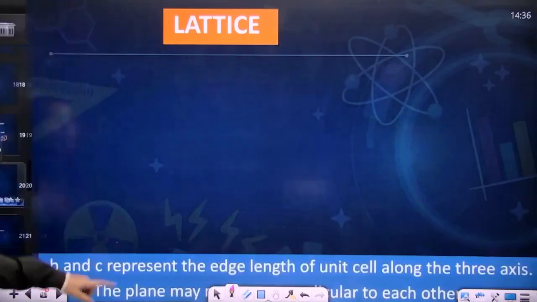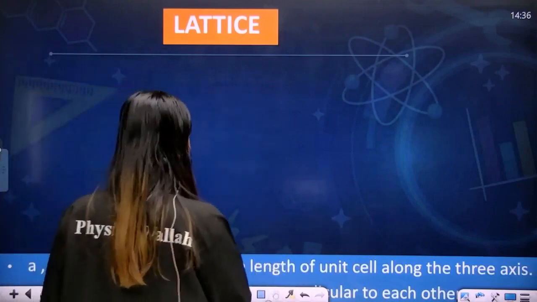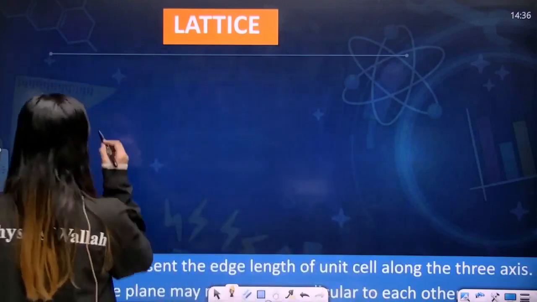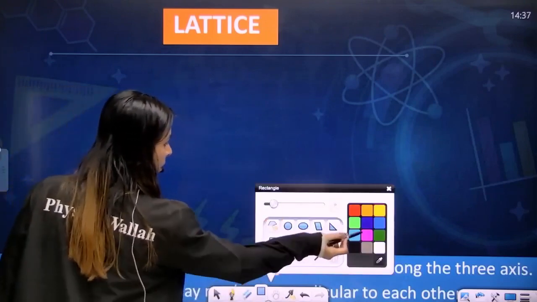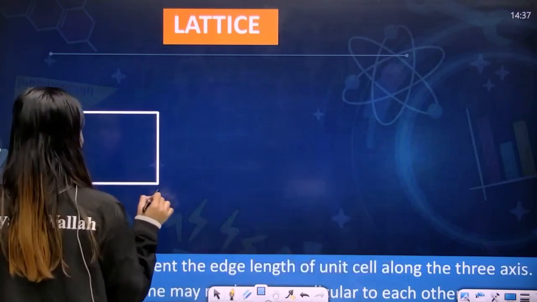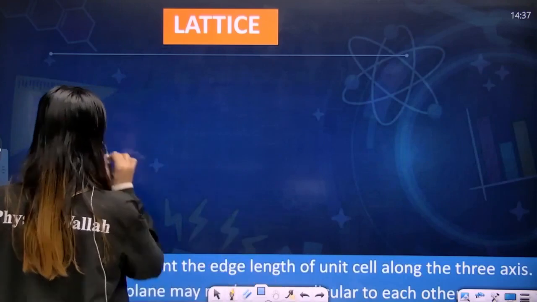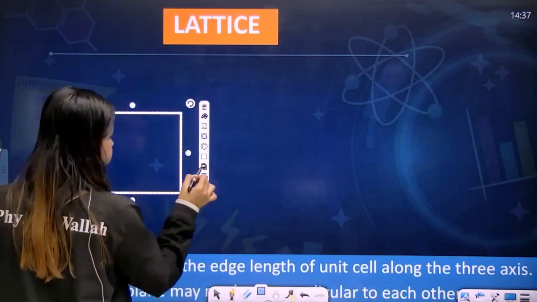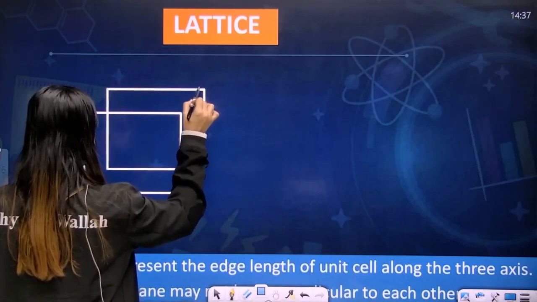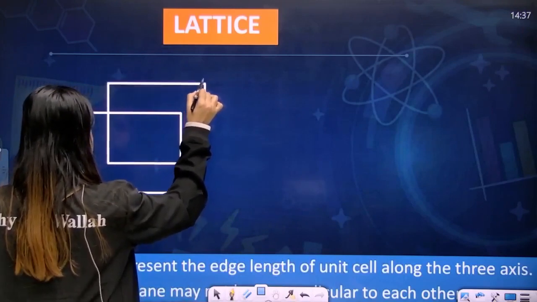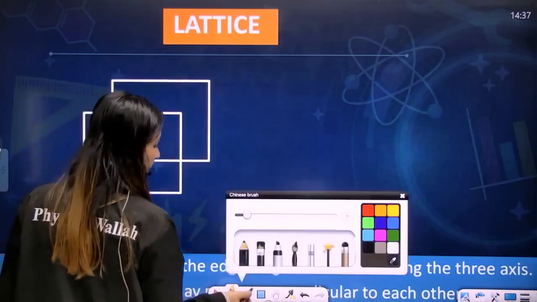Okay, I hope you've written it. Now let's try to understand the cell parameters. For understanding the cell parameters, I need to draw a unit cell. So let me draw a unit cell. Okay, let's say this is your unit cell.